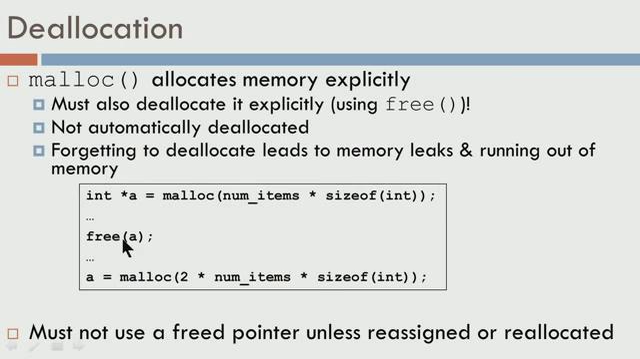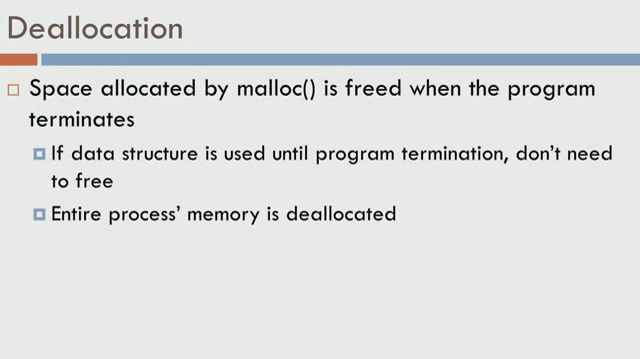So once you free it, you cannot use a anymore below this line. Once I have freed a, I don't have space reserved for a anymore. A is not pointing to anything, therefore I cannot say a of i equals 5 and so on. I should either go and do a new allocation, or I should make a point to something that is already allocated. So I could do something like a equals b if b was declared as int b of 10, or I could do a new allocation as it was given here. So you must not use a freed pointer unless it is reassigned or reallocated. So keep this in mind.